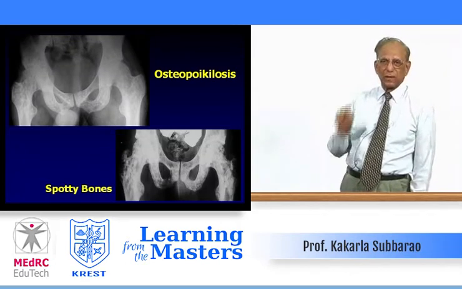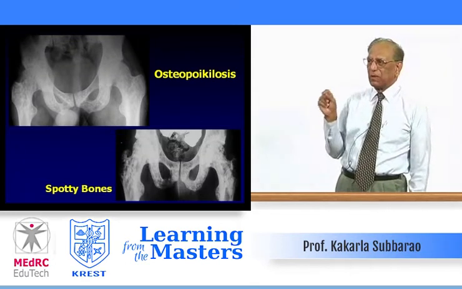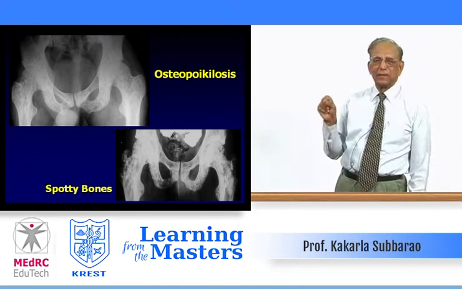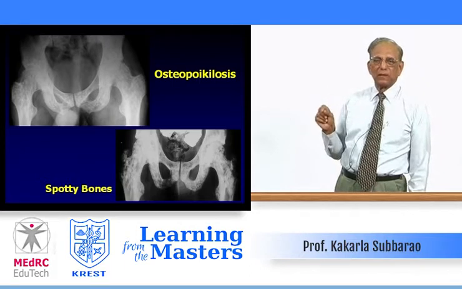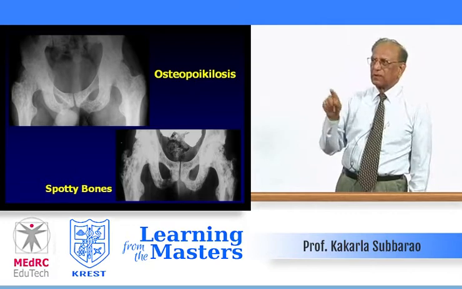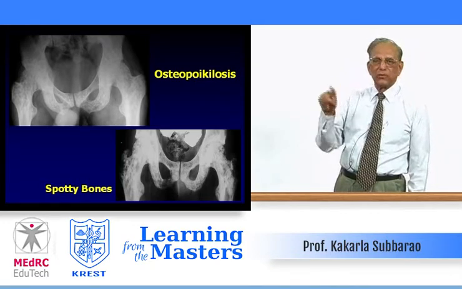Osteopoikilosis are the so-called spotty bones. You get multiple spots, rounded or oval, and this is supposed to be inclusion of the cortex in the spongiosa of bone. This is more frequently seen around the joints.